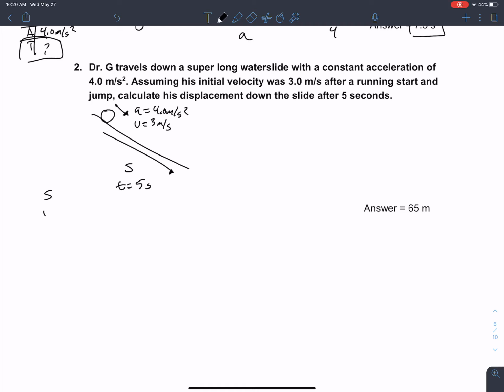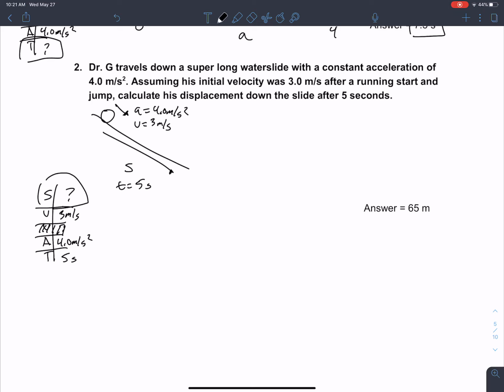So put that all into my SUVAT table. S is what we're looking for. U is 3 meters per second. V, we don't know. My acceleration is 4.0 meters per second squared. And T is 5 seconds. So I need to find a formula that has S, U, A, and T in it.